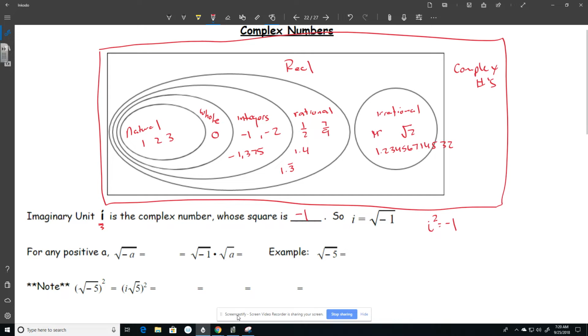We did this because we ran into a lot of places in math where we had to take the square root of negative numbers. And that was impossible to do. So rather than give up, we just made up numbers. We just made up stuff.